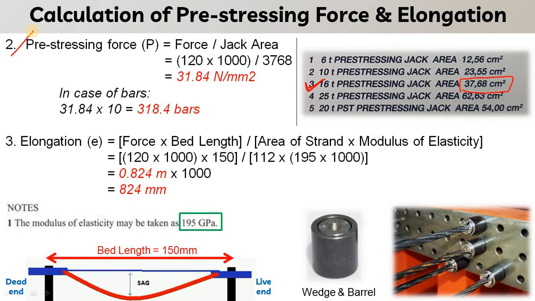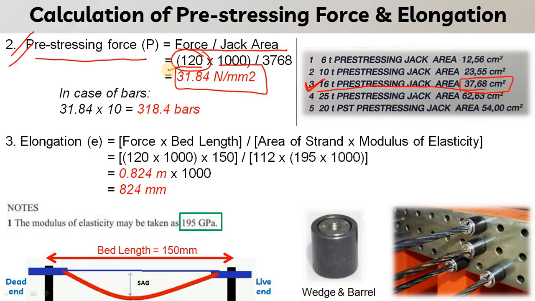So step number 2, pre-stressing force P is equals to force upon jack area. So force is 120 kilonewton into 1000, which will be converted into Newton, divided by jack area, that is, I am using 16-ton pre-stressing jack, that is 3768 mm square. So now I have received an answer of 31.84 Newton per mm square that has to be applied on the wire while stressing the force.